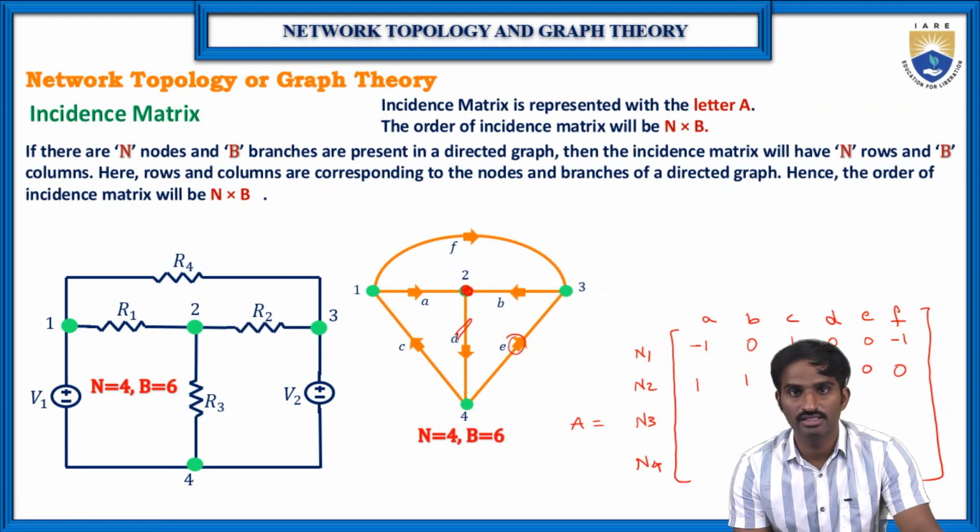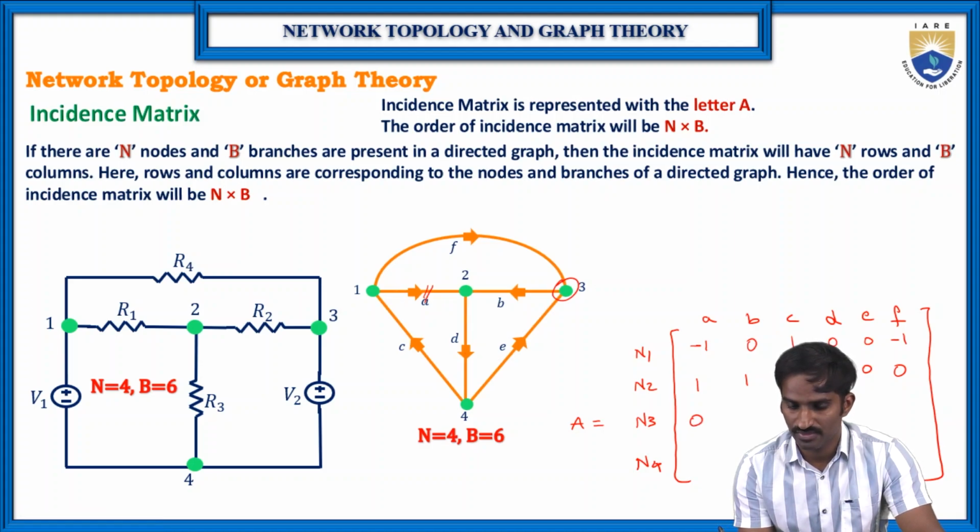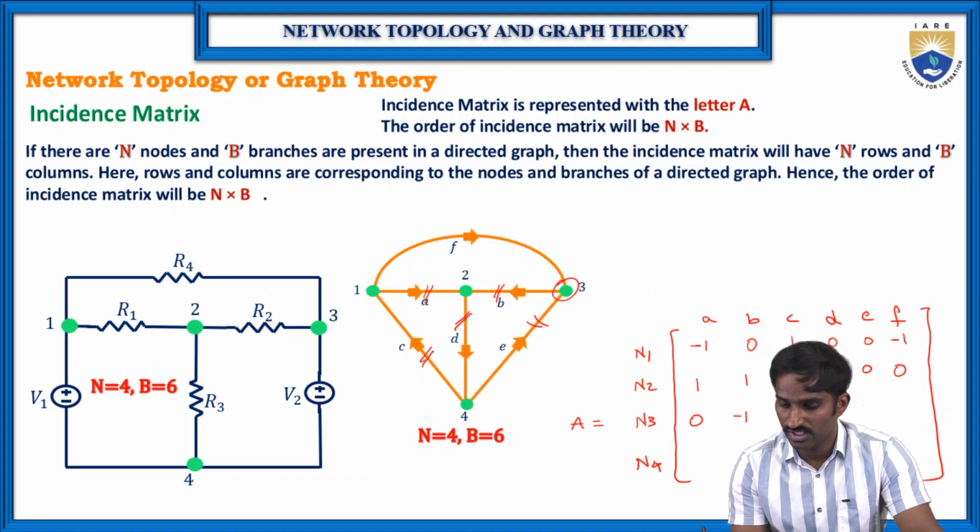Right? Then similarly N3. When coming to node 3, this is node 3 now. For A, there is no connection between branch A and node 3, so 0. And B: there is a connection between branch B and node 3, but the direction of the current flowing through this branch is away from node 3, which means here minus 1. And then C: there is no connection between C and node 3, so 0. And D: there is no connection between node 3 and D, then 0. And E: there is a connection between node 3 and E, and the direction of the current flowing through E is towards node 3, so that's why here plus 1.